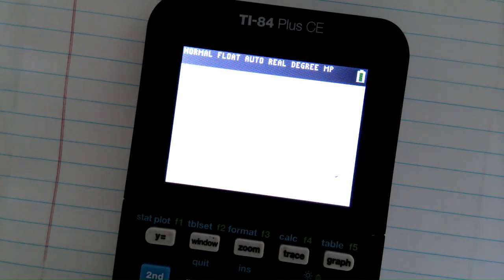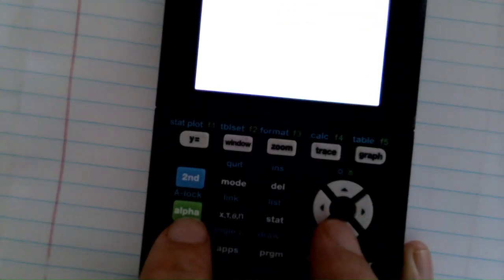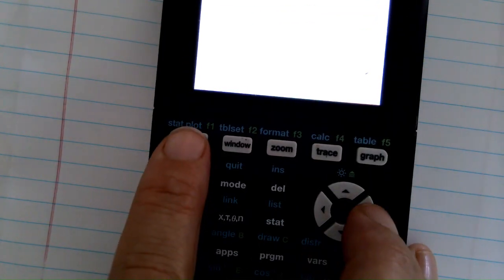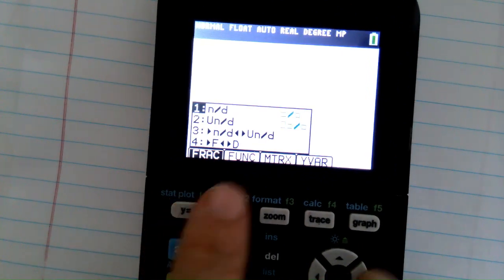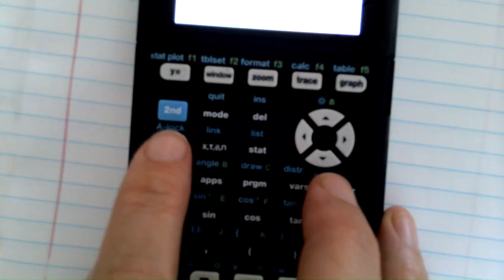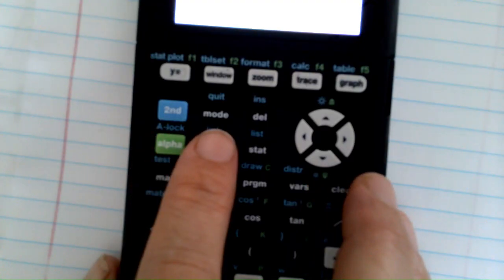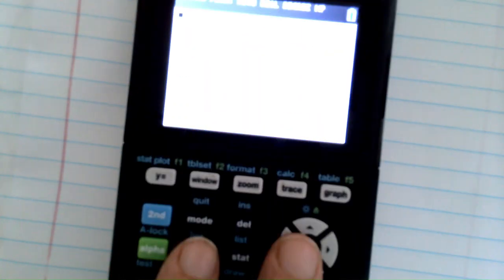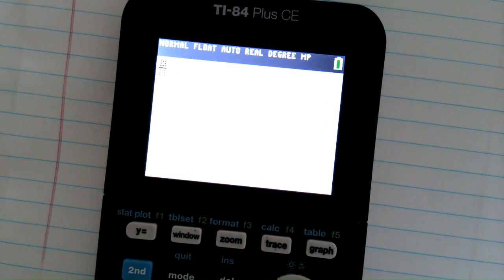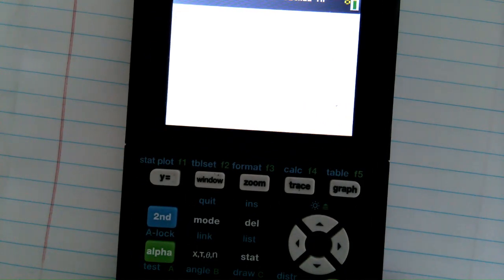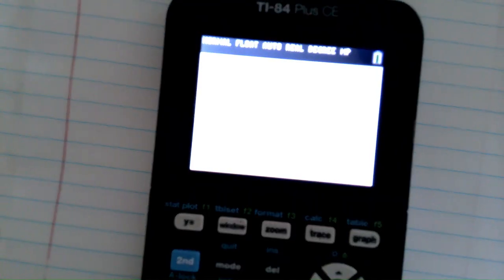So in this calculator, I use my alpha button and my white one, and it brings up this fraction menu. Some of the calculators you can use the green button and then the button right next to it, and it will do the same thing. I don't remember if this calculator does. Let me turn the brightness down a little bit. This one happens to. So all I did was green X, and it brought up a fraction.